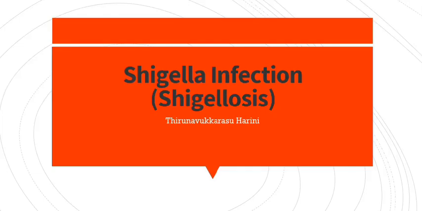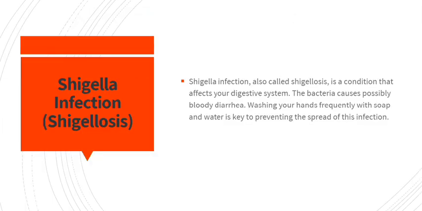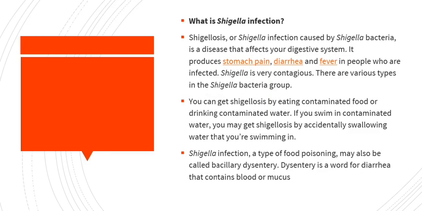Shigella infection, Shigellosis. The Shigella infection is also called Shigellosis. This is a condition that affects your digestive system. The bacteria causes possible bloody diarrhea. Washing your hands frequently with soap and water is key to preventing the spread of this infection.